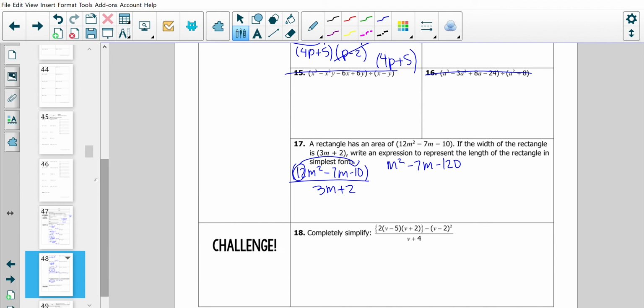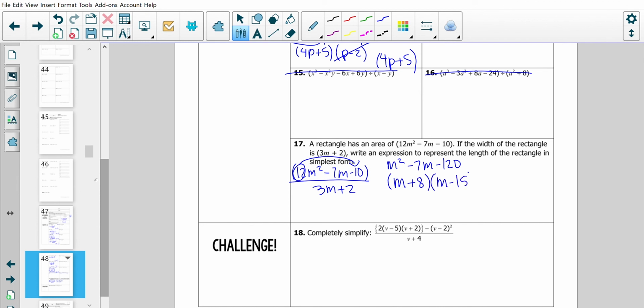Which one will help me get 7 in the middle? 12 times 10, 120. Yes, we know it's 120. Now, what factors of 120 will help me get 7 in the middle? 8 times 15.